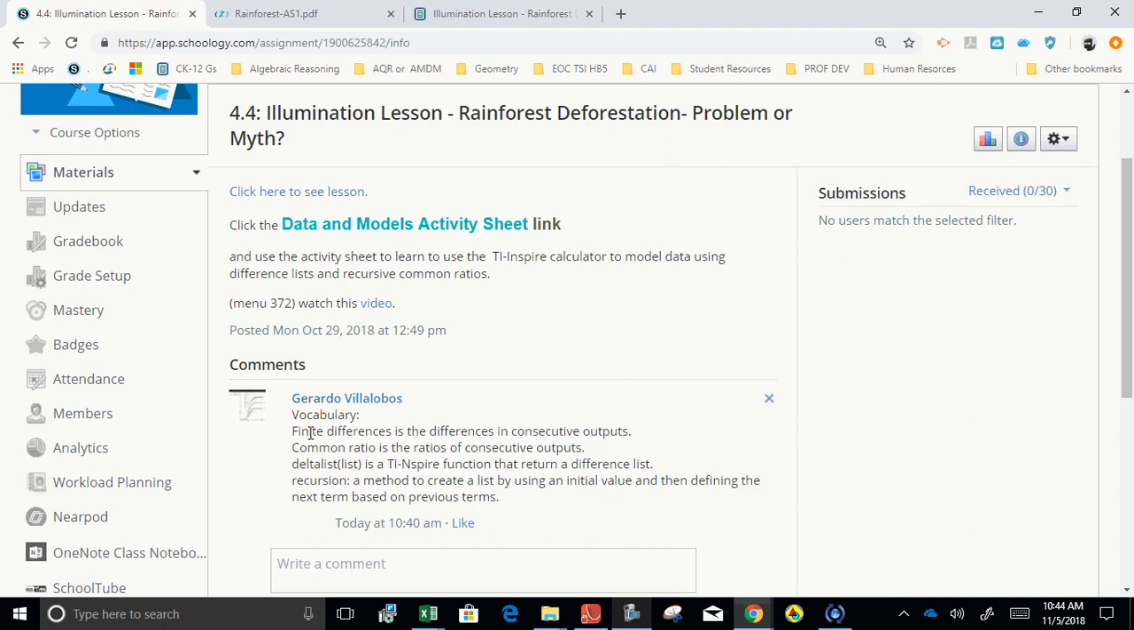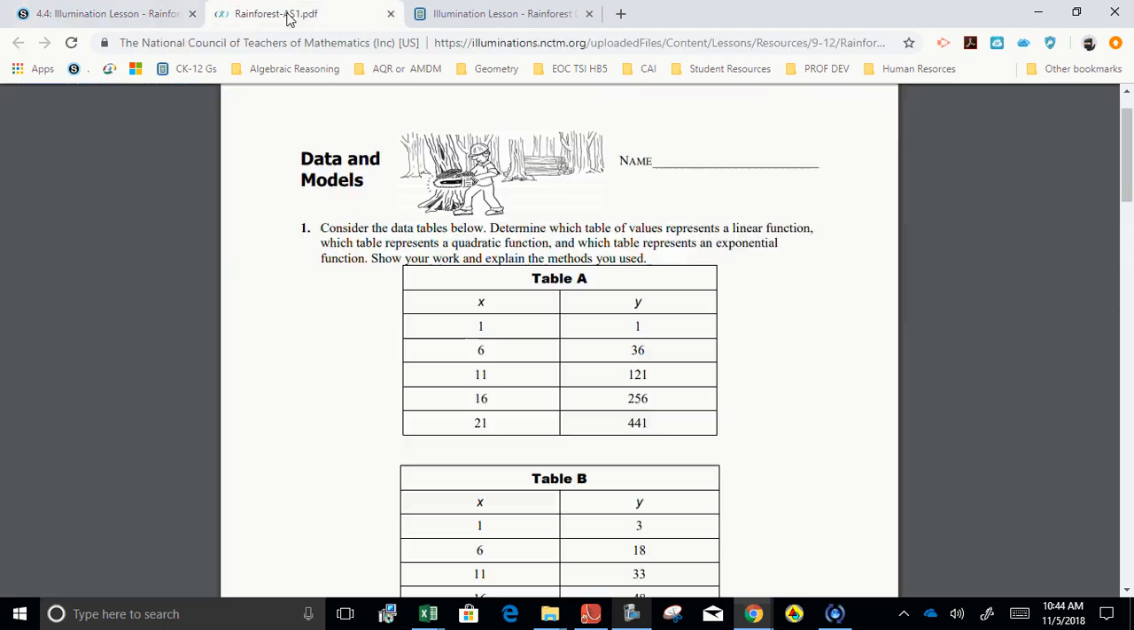Finite difference. Finite difference is the differences of the consecutive outputs. Common ratio is the ratio of consecutive outputs. DeltaList is the TI-Nspire function that returns the difference list. Recursion is a method to create a list using an initial value and then defining the next term based on previous terms.